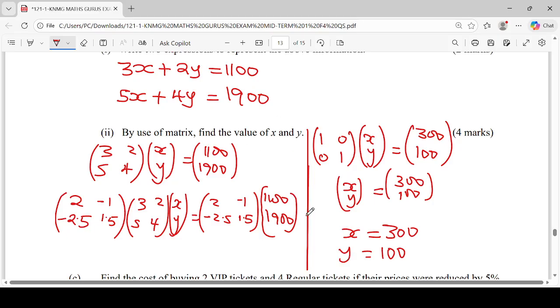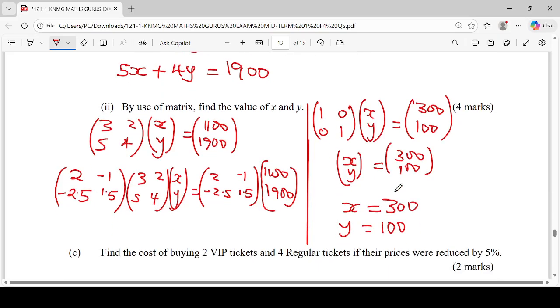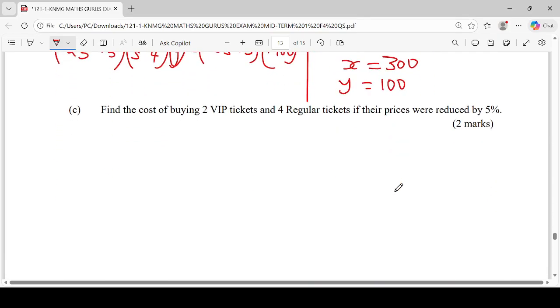We've answered that part. Now we are going to look at part C. Find the cost of buying 2 VIP tickets and 4 regular tickets if their prices were reduced by 5%. So if you reduce the cost by 5%, remember the cost of a VIP ticket was 300.